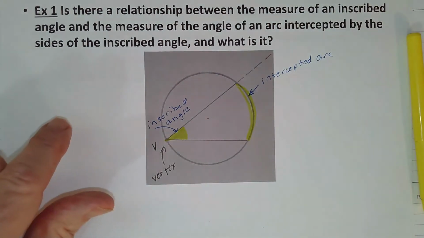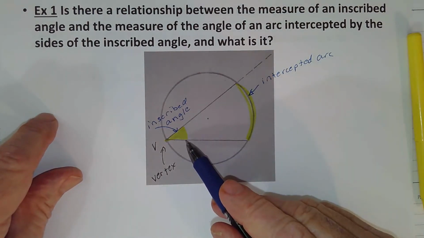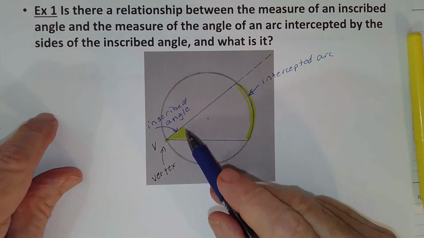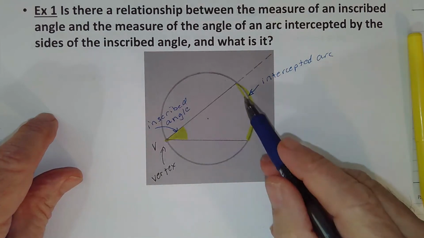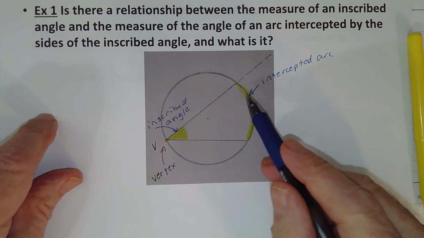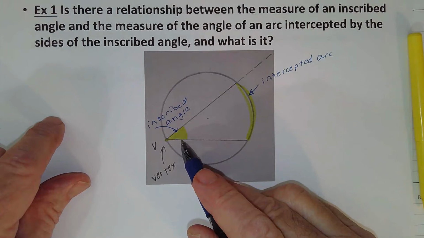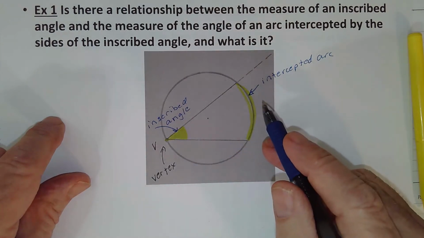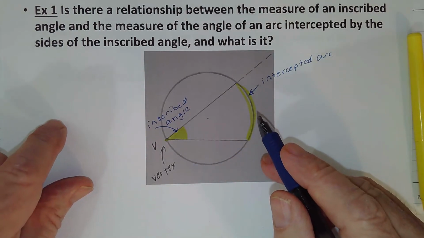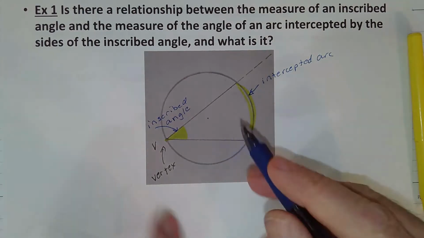And to find out if there really is a relation between them, you can see just by looking at this that this angle here is definitely smaller than what you see here. But you really have to find the vertex of the intercepted arc's angle. The inscribed angle and the intercepted arc's angle are in two different places. So where do you go to find the vertex of it? You've got to go to the center of the circle.